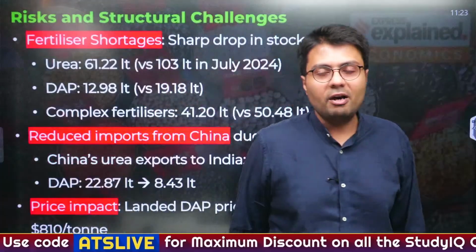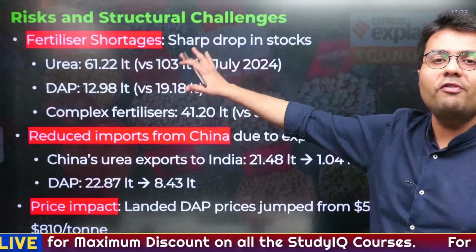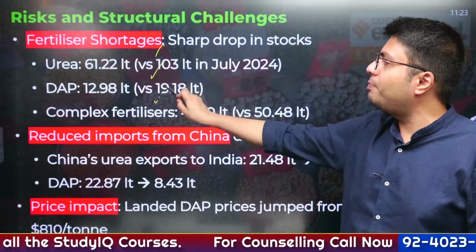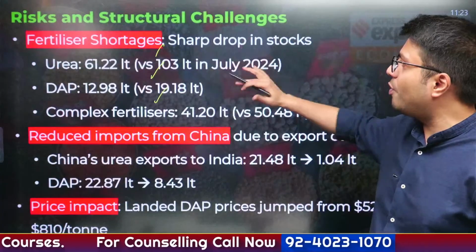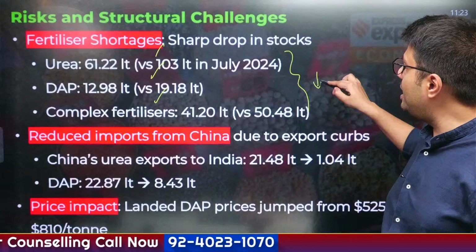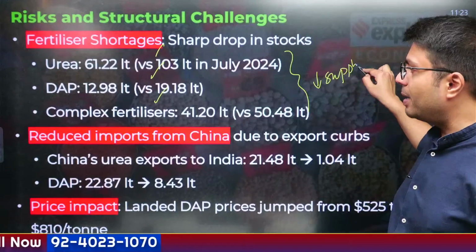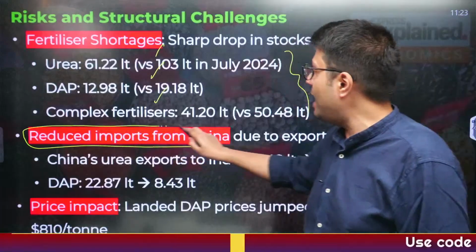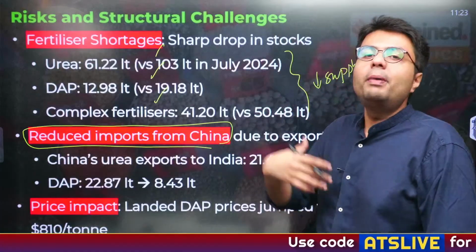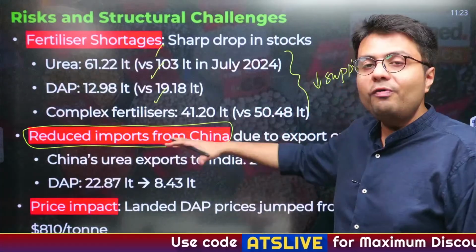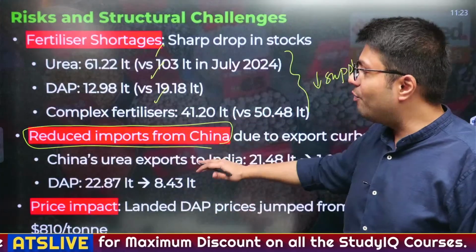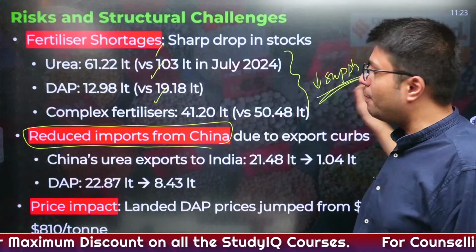Another challenge that the government is facing is the shortage in the availability of fertilizers, be it urea, diammonium phosphate, or complex fertilizers. The stock of these fertilizers has actually dropped in the Indian economy. This is majorly due to the fact that China is trying to reduce the exports of these commodities for certain reasons, and therefore we are unable to import these items from China, which has impacted the overall supply of these commodities.